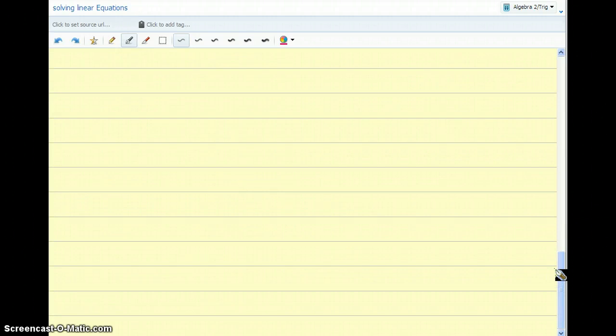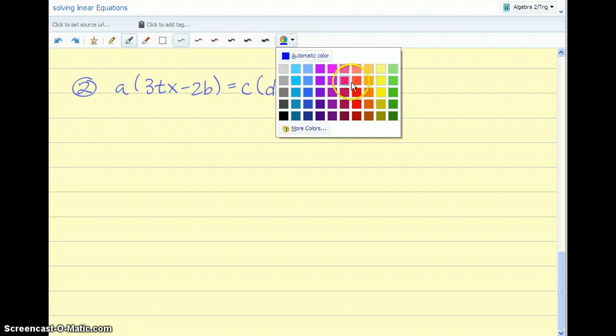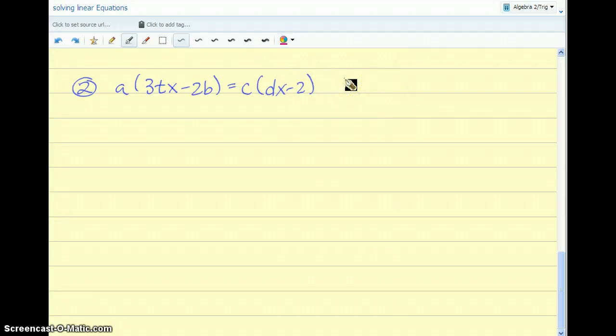I'm going to move on and do example two. You already saw that I had it written up here before, but I'm going to rewrite it. So here is my second example. We once again are still solving for x. So what we're first going to do is distribute just like the first problem. So we would have 3txa, because I'm going to multiply it here, minus 2ba, again you could put it 2ab, equals cdx minus 2c. Okay, so first distribute.